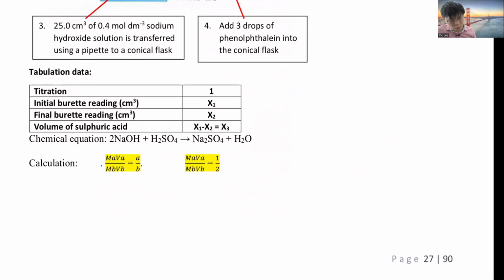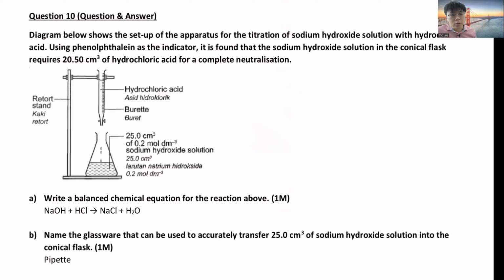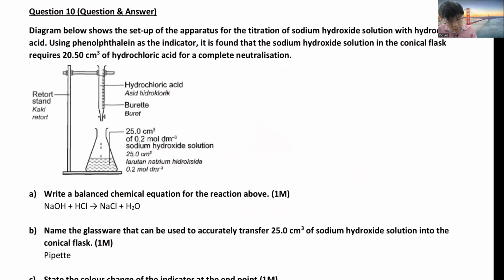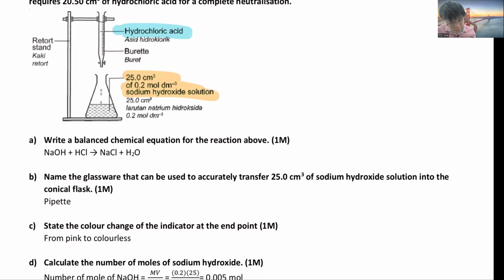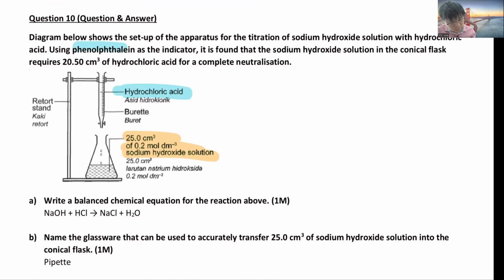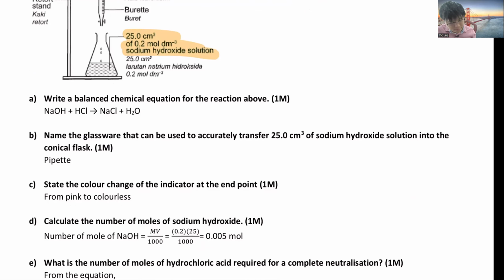Record the final reading. From there, you do the calculation to find out the concentration of the acid or the alkaline. So I'll give you one example of the questions. This question is sodium hydroxide titrated with hydrochloric acid, HCl. Write the balanced chemical equation: NaOH plus HCl becomes NaCl plus H2O. Then name the glassware that can be used to accurately transfer 25 cm³: a pipette. The color change with phenolphthalein should be pink to colorless.